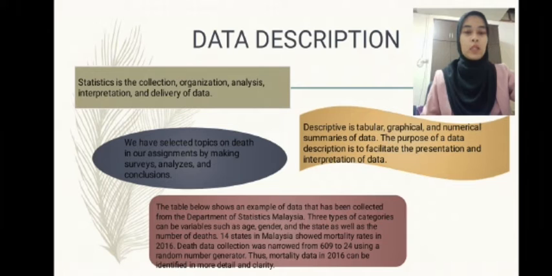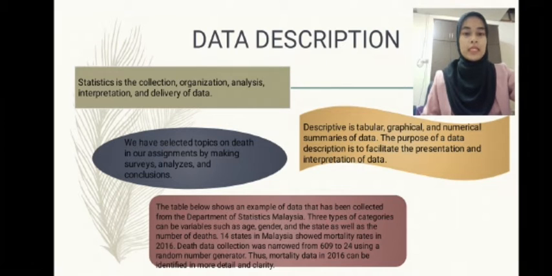We have selected a topic on data in our assignment by making a survey, analysis and conclusions. The table shows an example of data that has been collected from the Department of Statistics Malaysia. Three types of categories can be variables such as age, gender, and the state as well as the number of days.